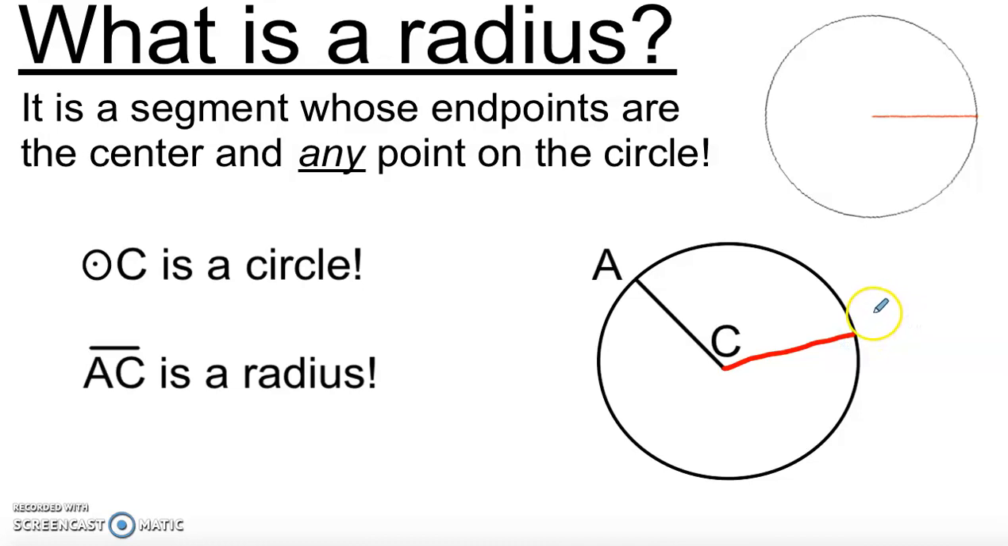So if I go this here, then I have radius DC, or I can call it radius CD. I don't have to name the center point first when I name a radius, because when you name a chord, you can name it by either endpoint. So segment AC is a radius. Also here, segment CD is a radius.